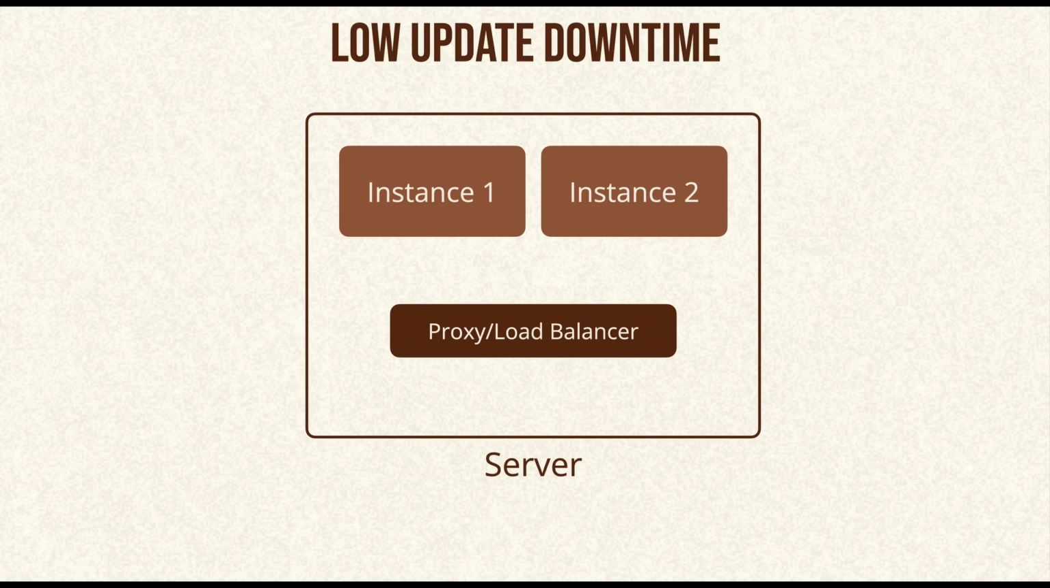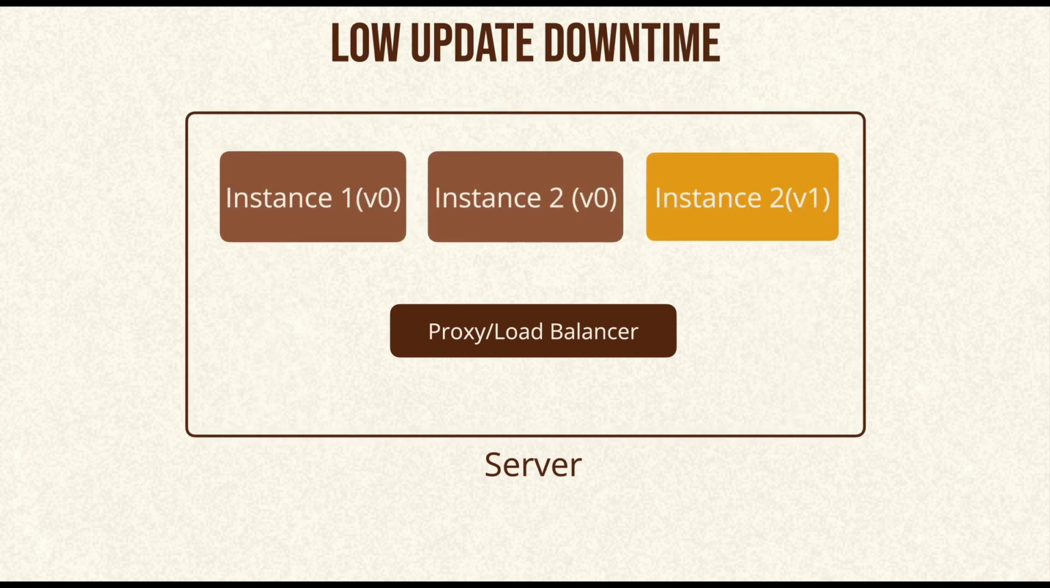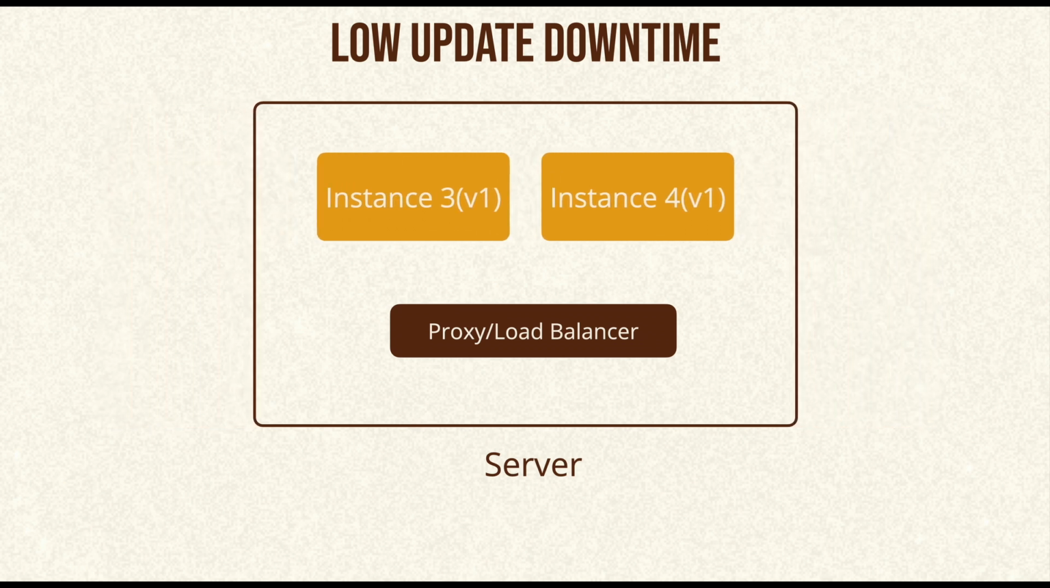These systems can support low downtime during updates. We can add extra instances of the new version and let the load balancer balance traffic to the new and the older instances. And once we've verified that the new version works, we can remove the older instance and have the newer instance. This means that your updates go smoothly and there will be minimal downtime.